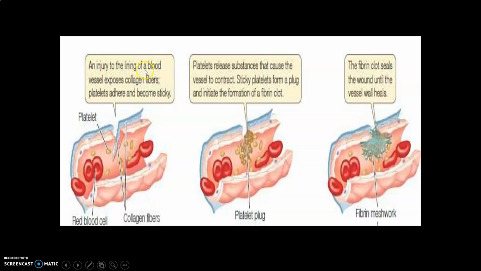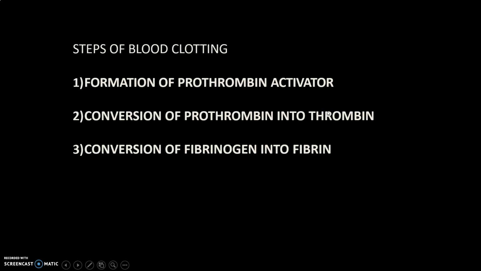So in general, whenever there is an injury to the lining of the blood vessel, it exposes the collagen fibers and the platelets adhere and become sticky. The platelets release certain substances that cause the vessel to contract, and the sticky platelets form a plug and initiate the formation of a fibrin clot. This fibrin clot that you can see here, it seals the wound until the blood vessel heals. Now, there are three basic steps in the process of blood clotting, and these are formation of the prothrombin activator, the conversion of the prothrombin into thrombin, and the conversion of fibrinogen into fibrin.